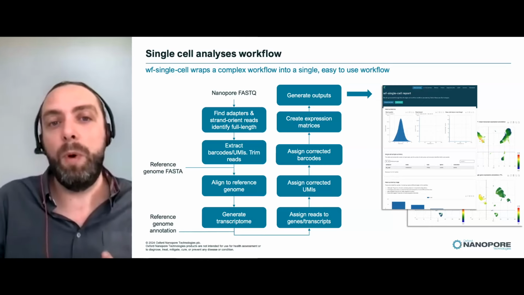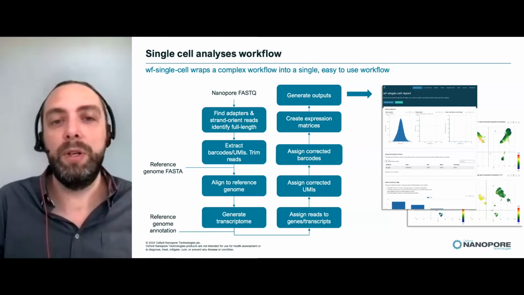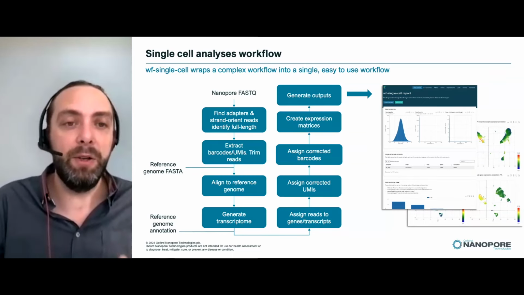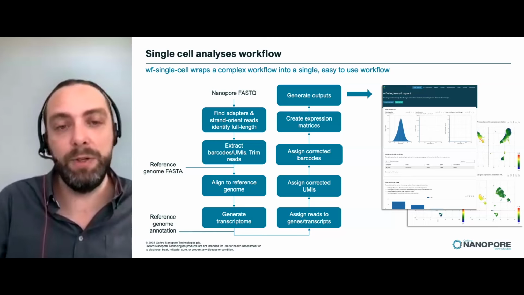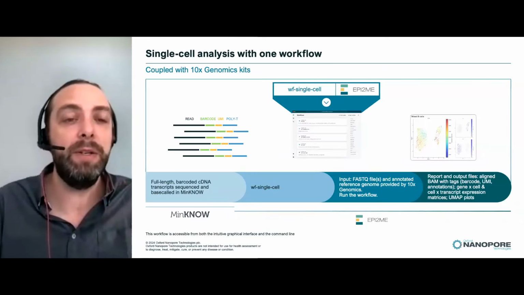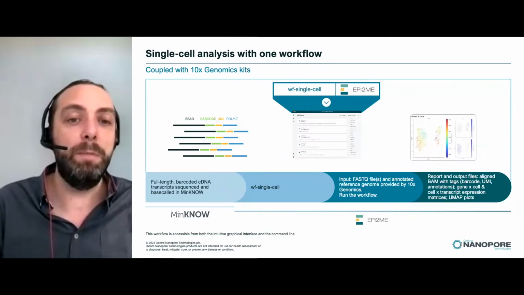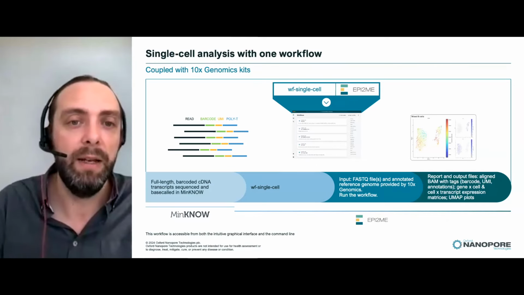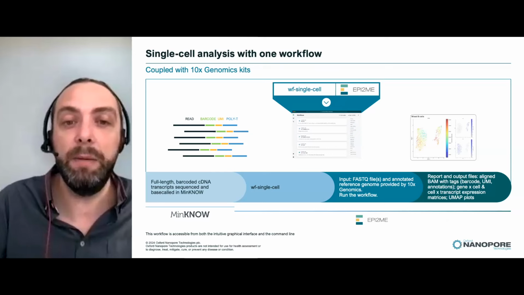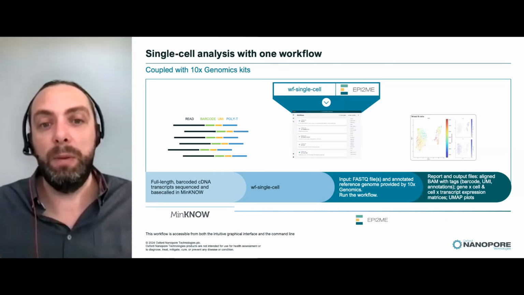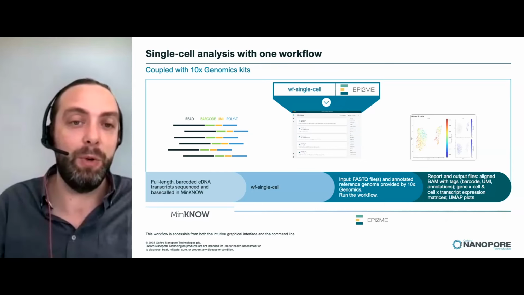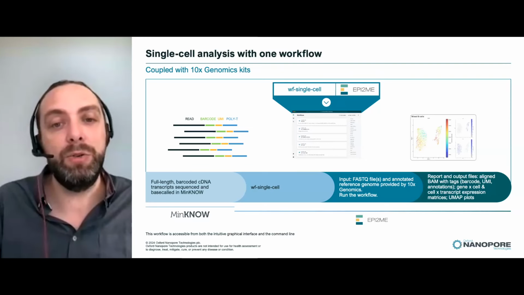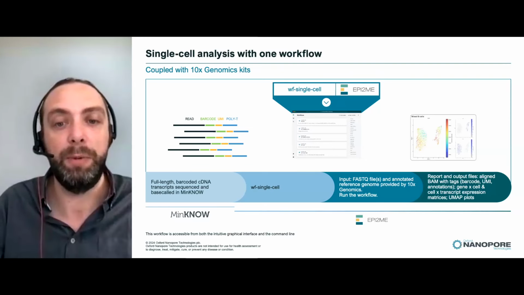And then again, what we want to do is generate reports that include visuals and summaries of this data for you. So again, this is a single workflow that takes many of these individual steps, but can be run very simply by taking the output from Minnow and using it as input into wf-human or wf-single-cell with a single command, where simply the input is either a FASTQ or a BAM file and a reference genome and annotation. Then you can just run the workflow and generate all of these industry standard output files for you.